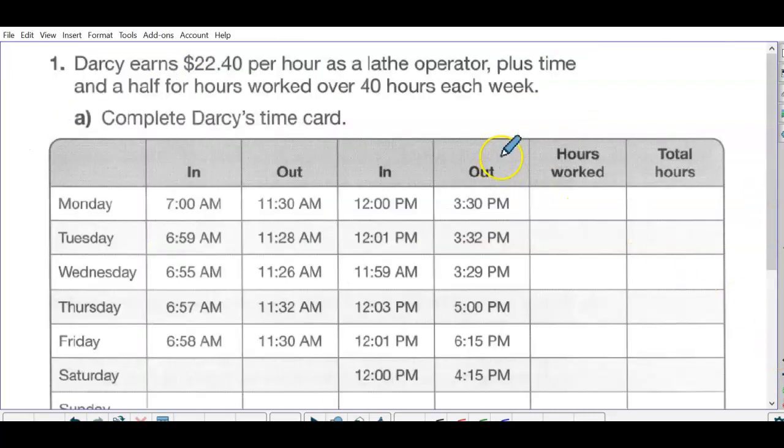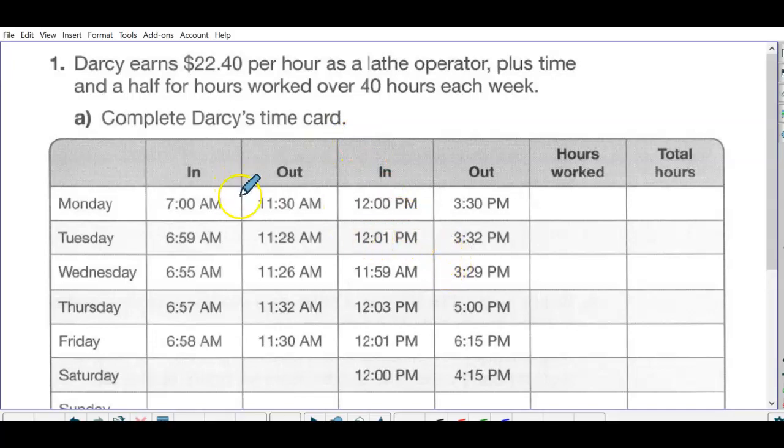And question number 1 in the practice, we're just going to go through that so I can help you out a little bit. It says Darcy earns $22.40 per hour as a lathe operator plus time and a half for hours worked over 40. Complete the time card.